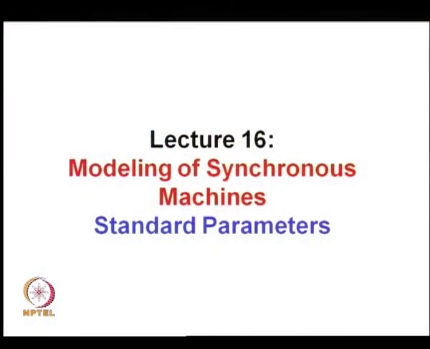So, that is basically the aim of this particular lecture. We will try to understand a synchronous machine in terms of the standard parameters, or the parameters obtained from standard tests, in terms of which the equations are written. So, this is our lecture today, the modeling of synchronous machine in terms of standard parameters.